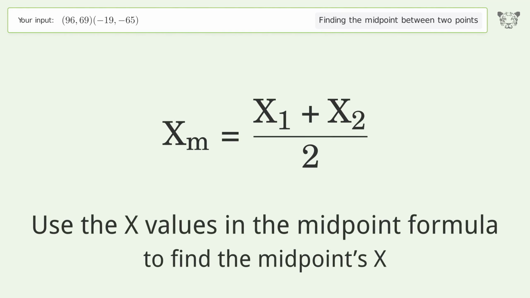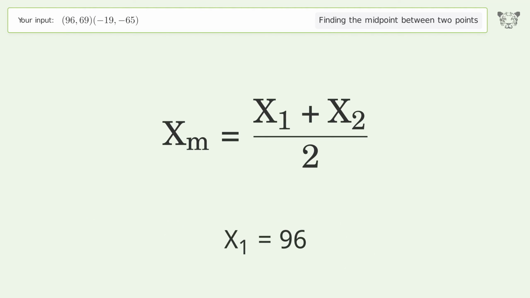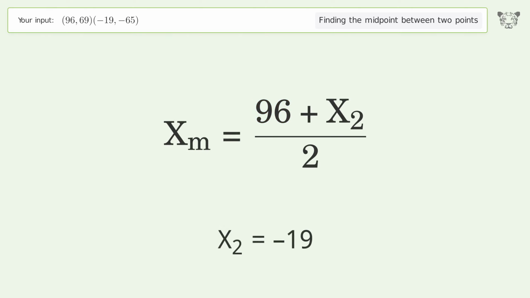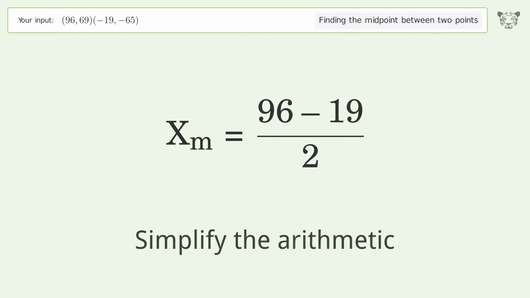Use the x values in the midpoint formula to find the midpoint's x. x1 equals 96. x2 equals negative 19. Simplify the arithmetic.